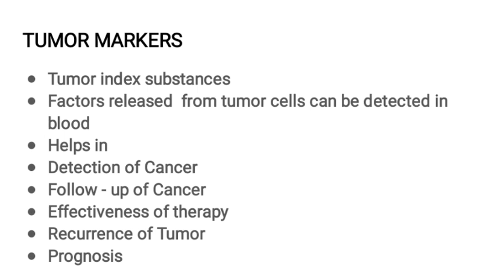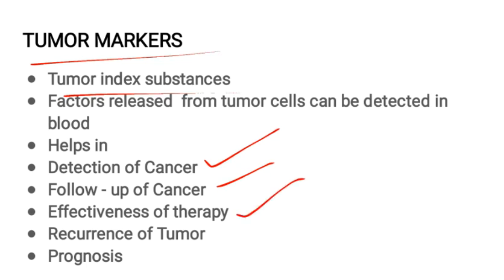Next we'll see about tumor markers. They are also known as tumor index substances. These are factors which are released by the cancer cell and can be identified in the blood. These tumor markers help in the detection of cancer, in following up of cancer, effectiveness of therapy, how effective the therapy is going on, recurrence of tumor, if the tumor is going to relapse, and prognosis, the progress of disease. So it serves all these functions.